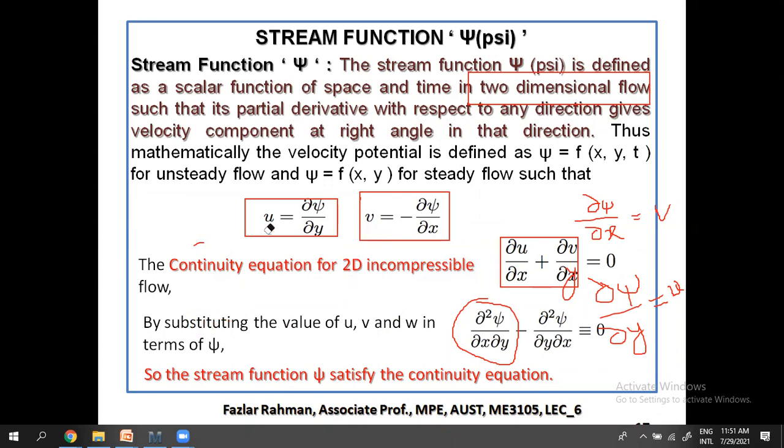That means del psi by del y, you are taking the derivative along the y-axis, but it represents the velocity along the x-axis, u. Similarly, del psi by del x, that means you are taking the derivative along the x-axis, so it represents the velocity along the y-axis, v, but to satisfy the continuity equation, we need to put a negative sign over here. Okay, that you need to remember.